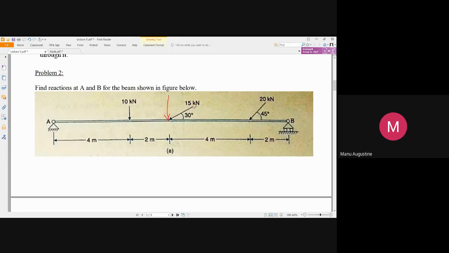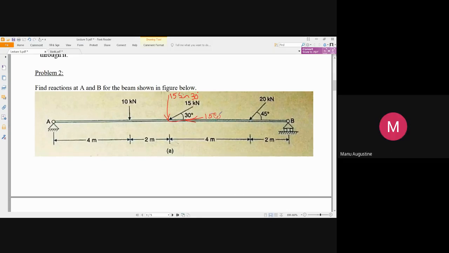Can anybody put on your microphone and tell me what will be the value of this vertical component which I am resolving here? 15 sine 30. This will be the vertical component. And what will be the horizontal component which is acting in this direction? This will be 15 cos 30.